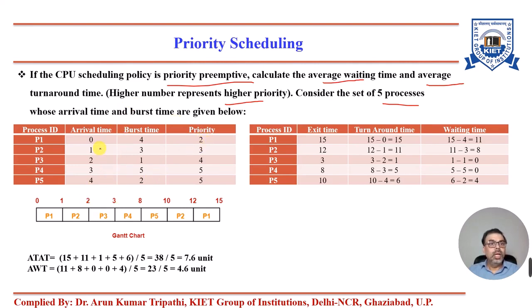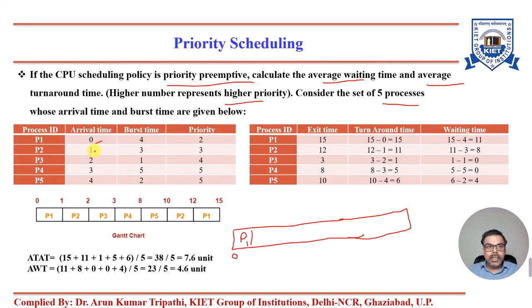Now, at time 0 there is only a single process, P1, that is executing. P1 requires 4 units of time, so it will execute. Here I am depicting it in the figure. So process P1 will start to execute at time 0.